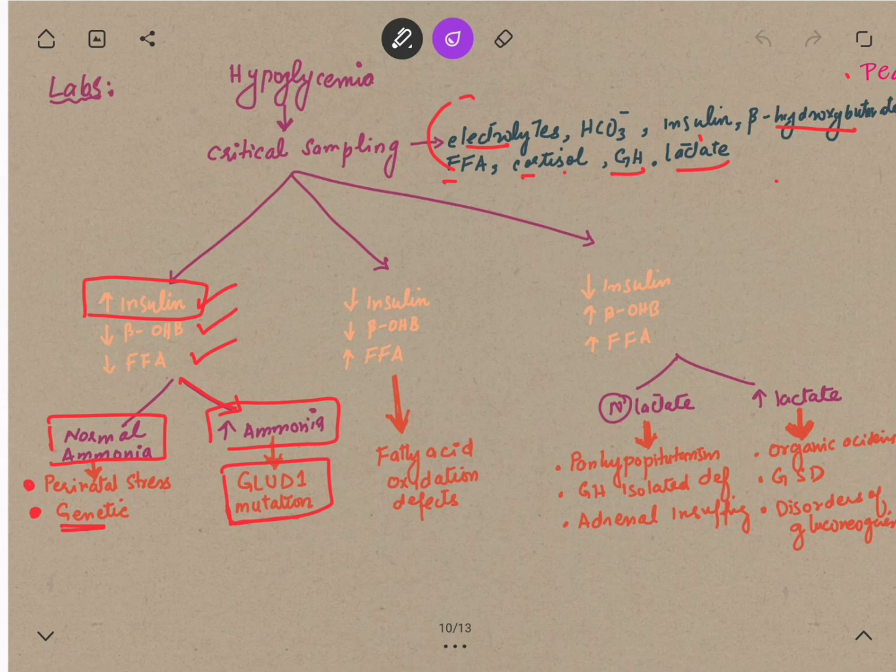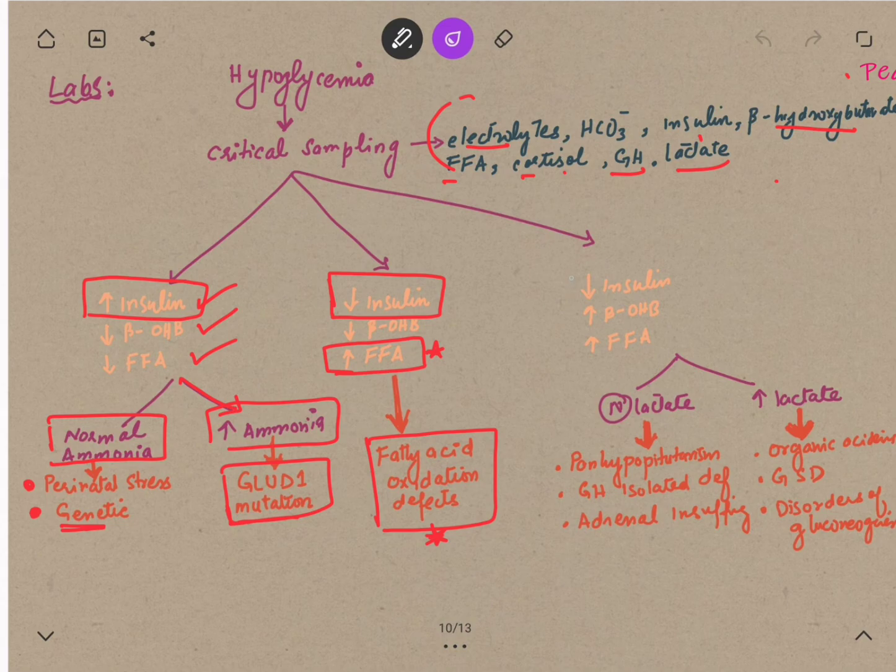Now, in another case, if we have decreased insulin and there are increased free fatty acids, which means that free fatty acids are not being metabolized, we have fatty acid oxidation defect, which presents with hypoglycemia. We have long chain and medium chain fatty acid oxidation defects.